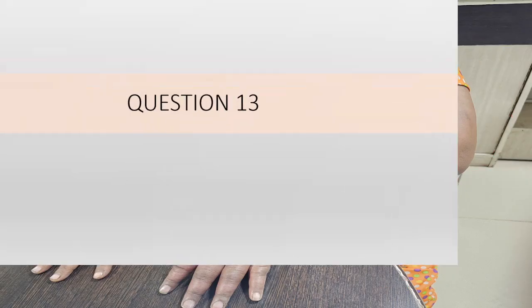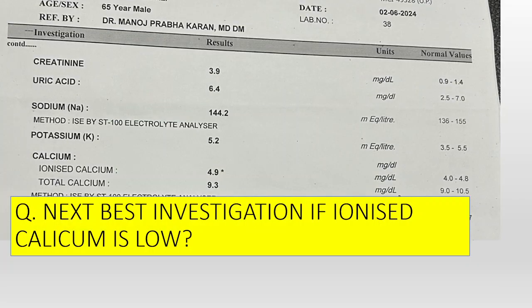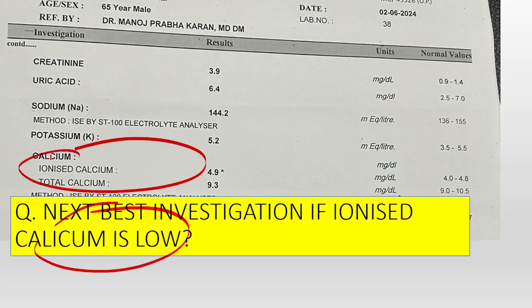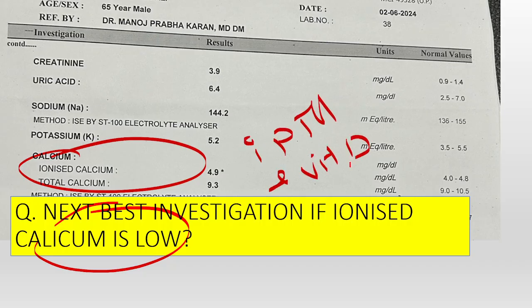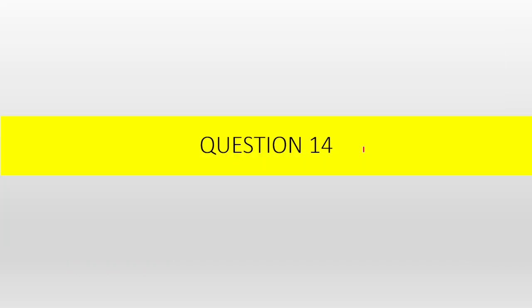Okay. Question number 13. Next best investigation. Even if ionized calcium is low or the total calcium is low, what is the next best investigation? iPTH and vitamin D. For MCQ purposes, clinically ask the history and try to find out as per the age. For MCQ, iPTH and vitamin D.